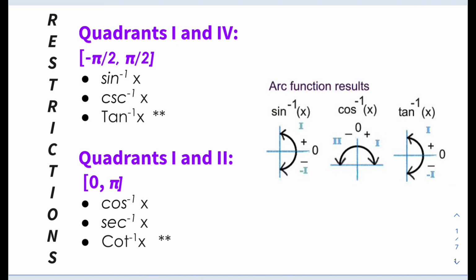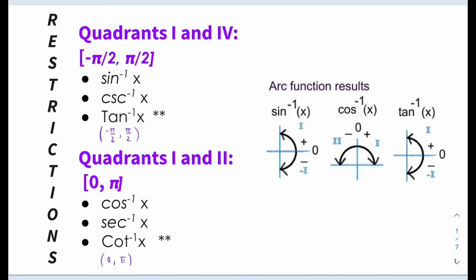However, there's little asterisks next to tangent and cotangent because they're actually going to end in parentheses because they are undefined. Tangent is undefined at pi over 2 and negative pi over 2, and cotangent is undefined at 0 and pi. So you will never actually get 0 or pi out of cotangent inverse, and the same goes with tangent for negative pi over 2 and pi over 2. So we have to think back to these restrictions when we're evaluating the function.